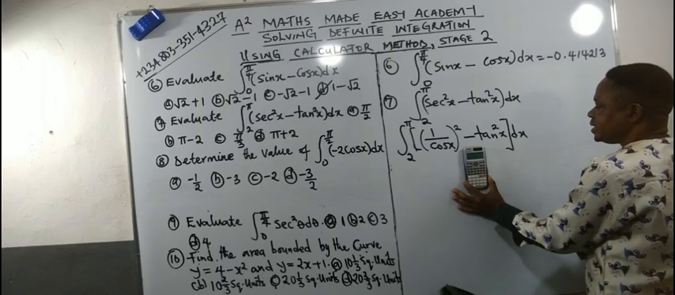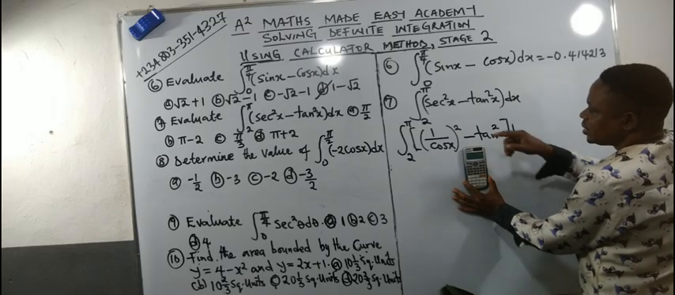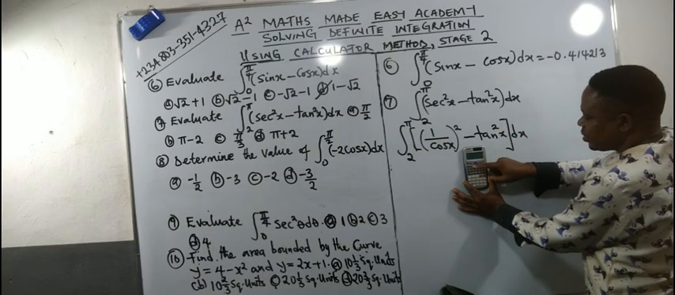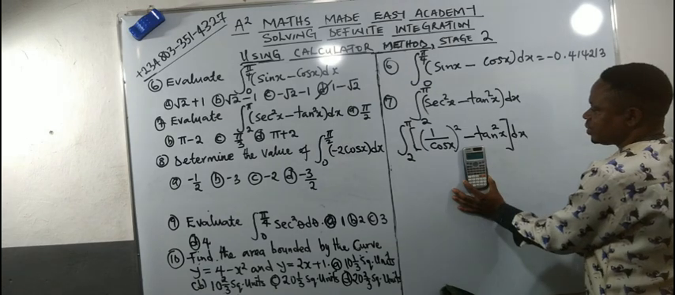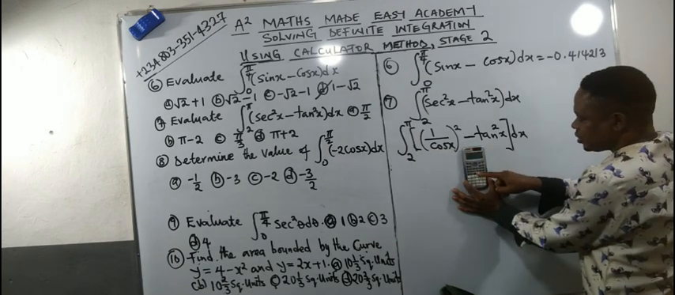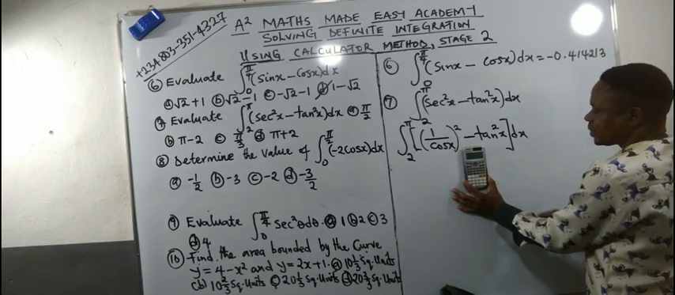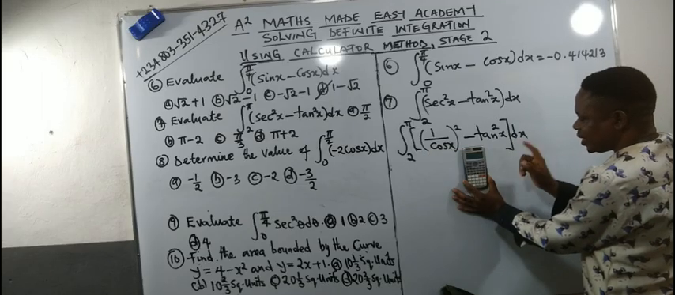So let's take them one after the other. The first thing is the integral symbol. Punch the integration symbol. There is a big bracket, so open the bracket. There is another bracket again, be careful.